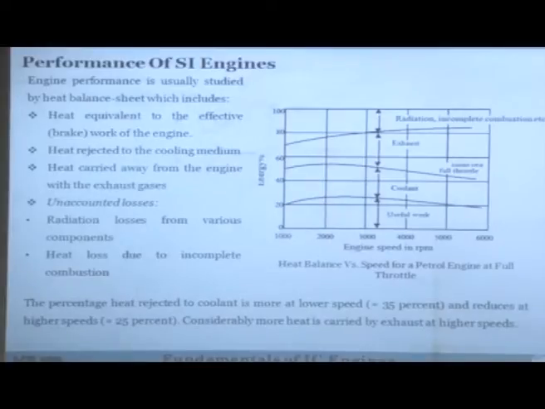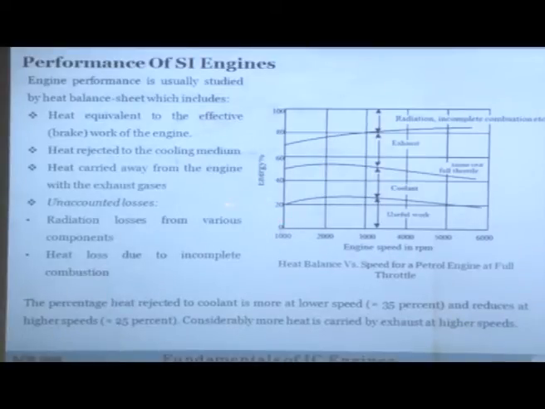Coming to the performance, as I said, the heat balance sheet. This is how a heat balance sheet of a typical engine looks. On the x-axis you plot the speed, and on the y-axis you have energy in terms of percentage, from 0% to 100%. This is for a petrol engine at full throttle, with speed limited to 1000.